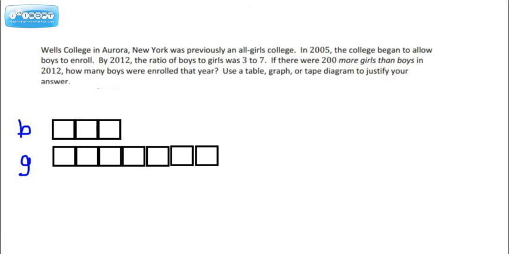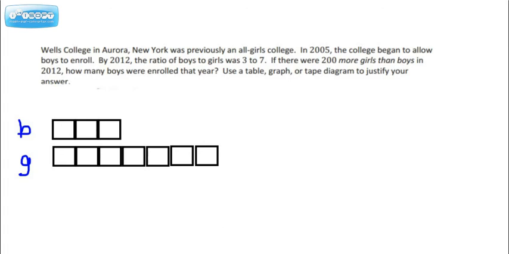Wells College in Aurora, New York was previously an all-girls college. In 2005, the college began to allow boys to enroll. By 2012, the ratio of boys to girls was 3 to 7. If there were 200 more girls than boys in 2012, how many boys were enrolled that year? Use a table, graph, or tape diagram to justify your answer.